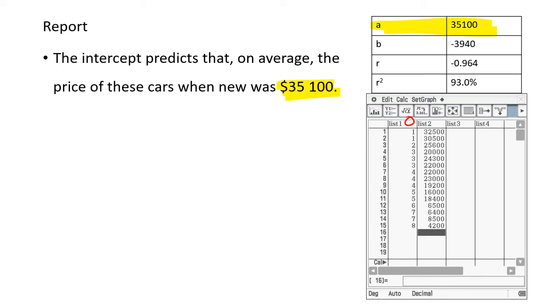So if you had 0 and you put 35,100 in there, that value doesn't stick out compared to the other values. It makes sense. I mean, if you had say an intercept and your intercept said 15,000, you go, well, that's a bit weird because 15,000 should be down here, not up here at 0. So just some number sense, have some common sense about these things. So most of that sentence we can keep. The intercept predicts that on average.